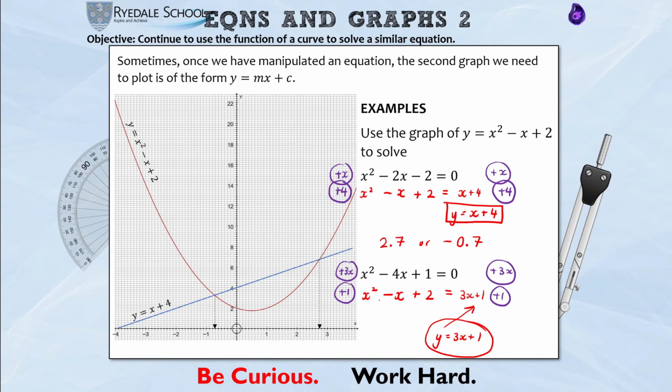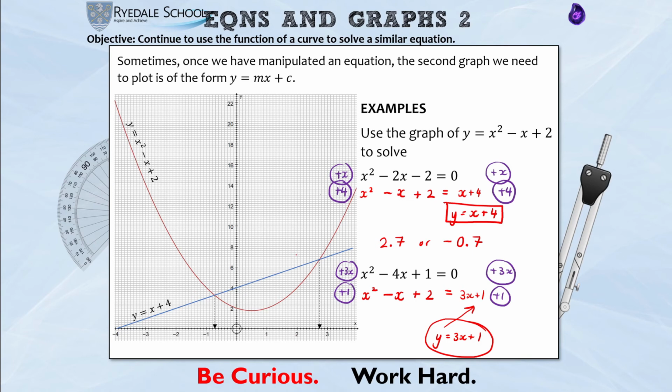So again, where's that going to be? Well, we know it'll go through 1 on the y-axis. We then need a gradient of 3, but you could try substituting some other values in. When x is 1, y is 4, so it's going to go through 1, 4. When x is 2, y is 7, plot 2, 7.